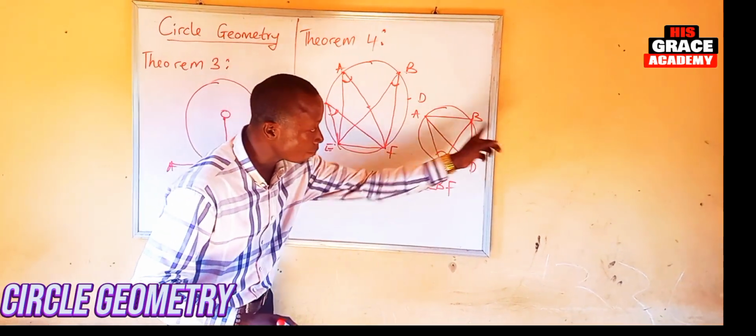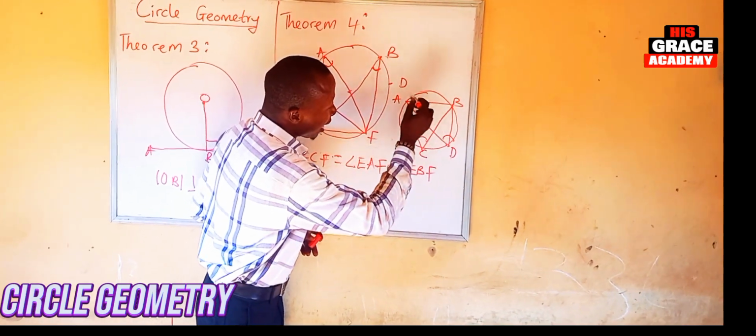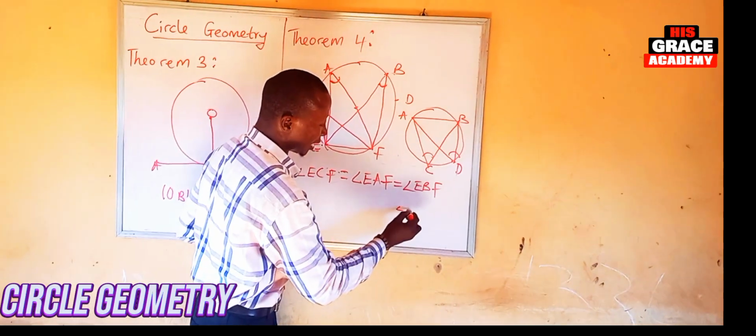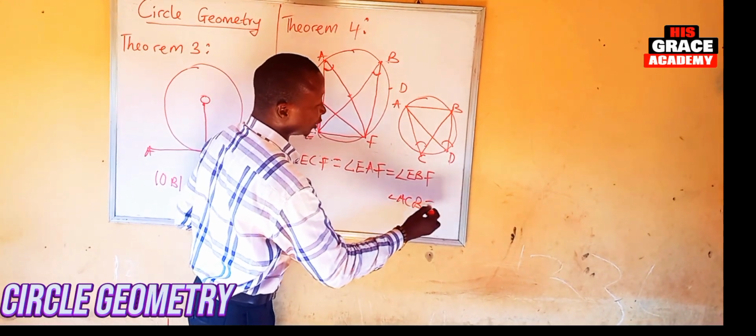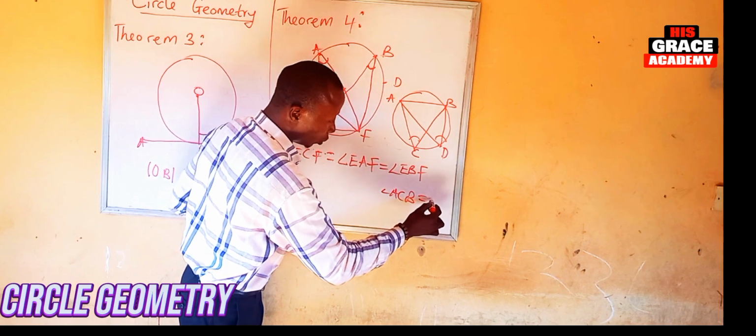So the chord is AB. So angle ACB is equal to angle ADB.